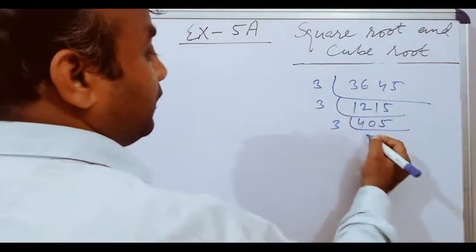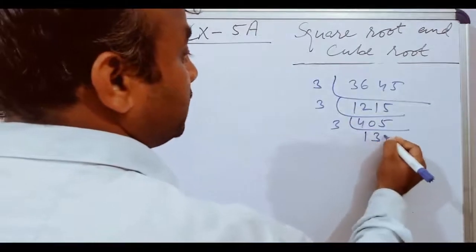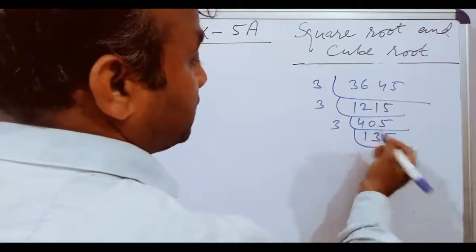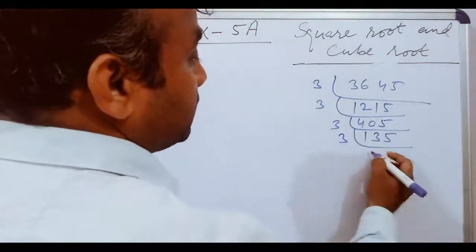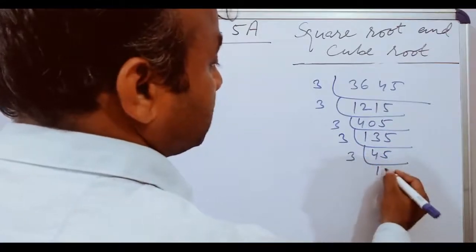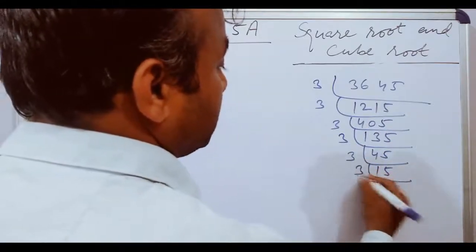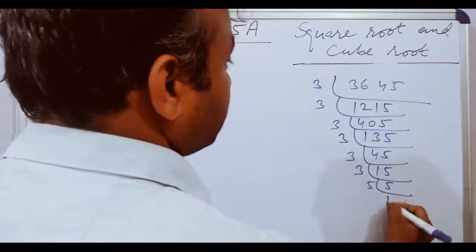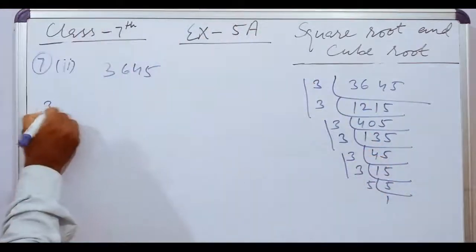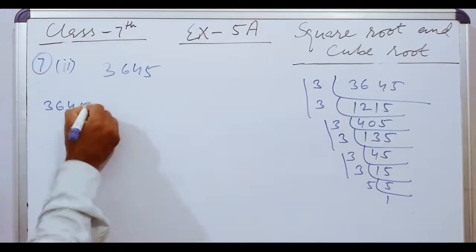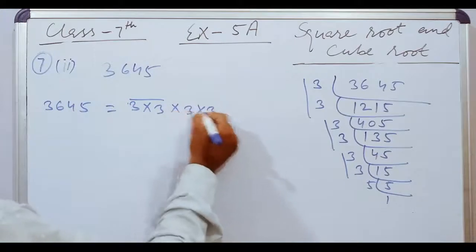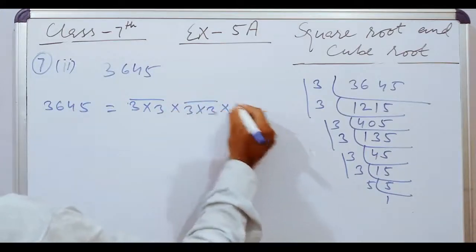So 5 is divisible by 3, 3 ones are 3, 3 threes are 9, 3 fives are 15, again by 3, 1 plus 3 is 4, 5, 9, and 9 is divisible by 3. 3 fours are 12, 3 fives are 15, again by 3, 3 ones are 3, 3 fives are 15, now by 3. So 3645 equals 3 into 3, 3 into 3, 3 into 3, into 5.